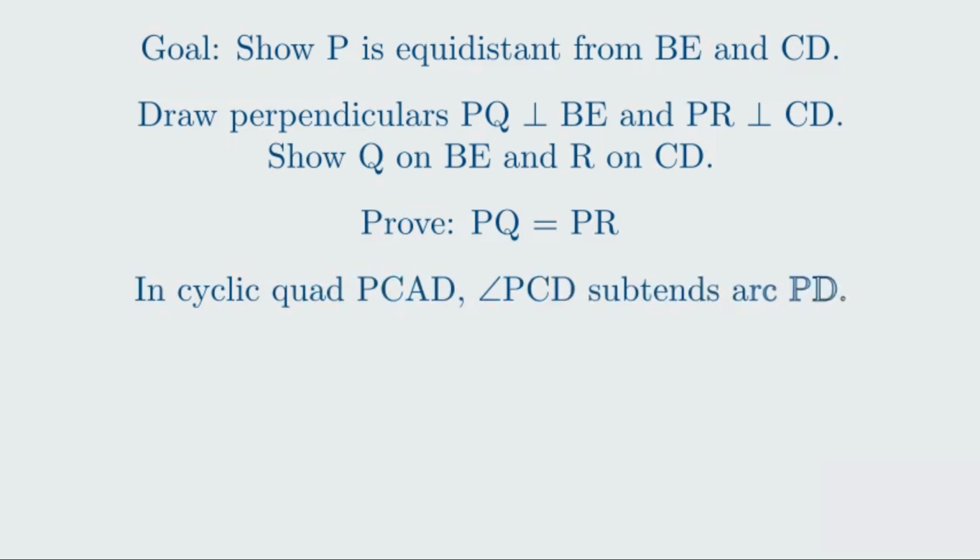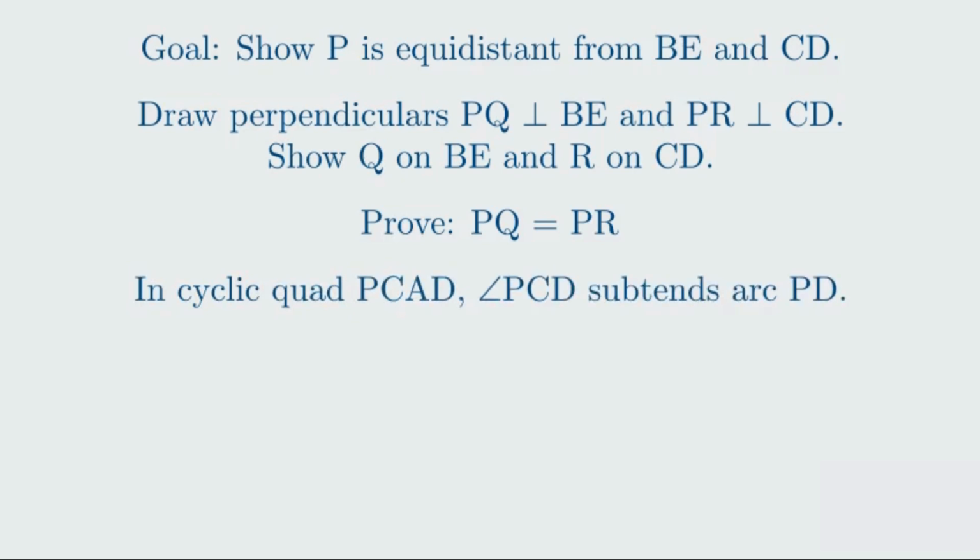Draw perpendiculars from P to the lines BE and CD. Let's call the foot of the perpendicular from P to BE as Q, and the foot of the perpendicular from P to CD as R. We want to show that the length of PQ is equal to the length of PR. Consider the angles at vertex P.